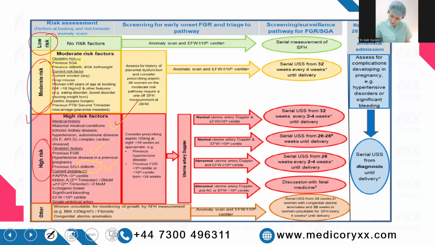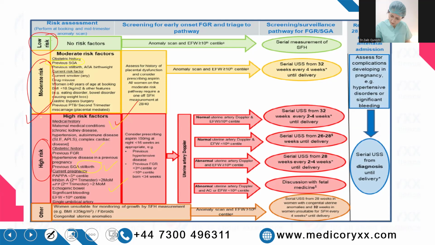So: maternal medical conditions, obstetrical history, previous FGR, or hypertensive disorders, previous SGA with stillbirth. In the current pregnancy, what is happening? If PAPP-A is less than 5th centile, inhibin A in the second trimester is more than 2 multiples of the median, or alpha fetoprotein is more than 2 multiples of the median, or on mid-trimester scan you see echogenic bowel, significant bleeding, estimated fetal weight less than 10th centile, or single umbilical artery. Full stop. All these are high risk factors.